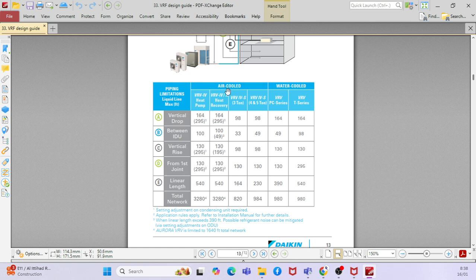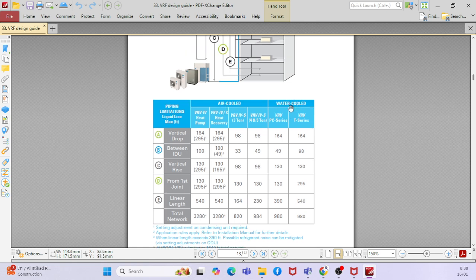If it is air cooled, you also have water cooled available. Water cooled means what? In a VRF system, you have an outdoor unit, correct? That outdoor unit is cooled by air and also by water, same like a chiller. So that system is also available with some of the manufacturers.